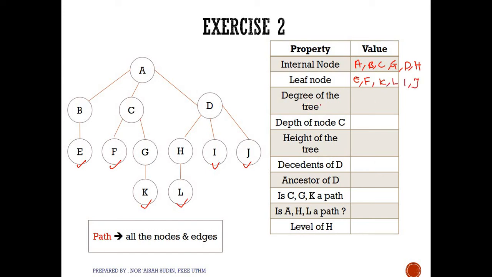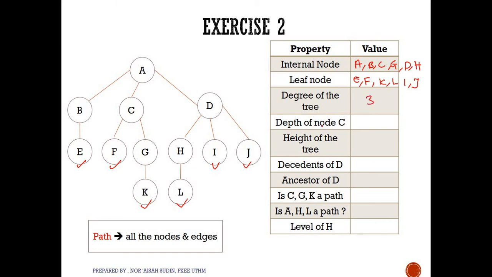What about the degree of the tree? You need to find the maximum number of children for the nodes in this tree. For example, C has degree 2, D has degree 3. So the answer is 3, the maximum one.